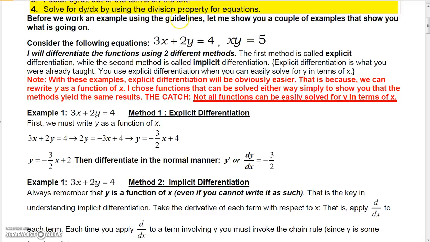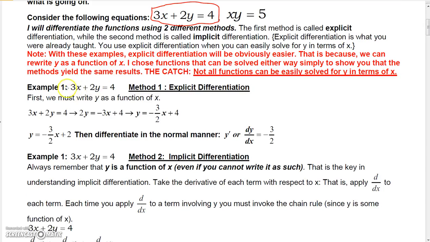I like to show you an example where you can do both methods, so that you can see that you get the same answers. Now in practical cases, you generally won't be able to do this because the function will not allow you to solve for y, or it'll be difficult to solve for y. But for this function, 3x plus 2y equals 4, I can easily solve it for y.